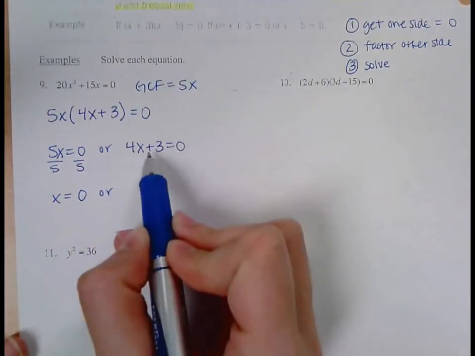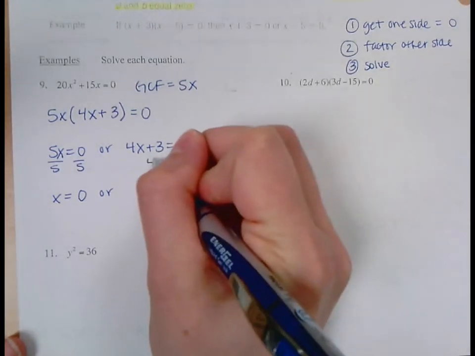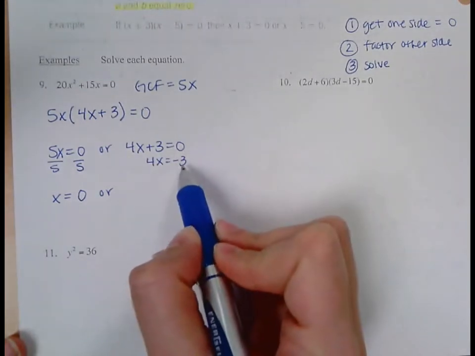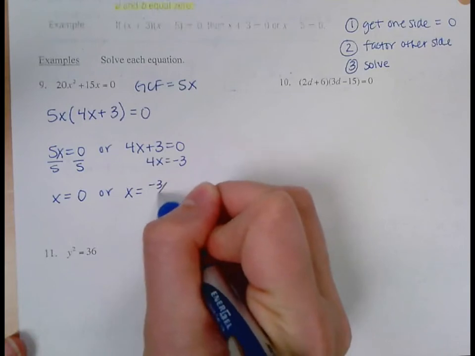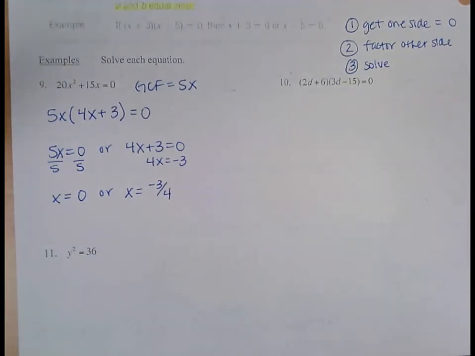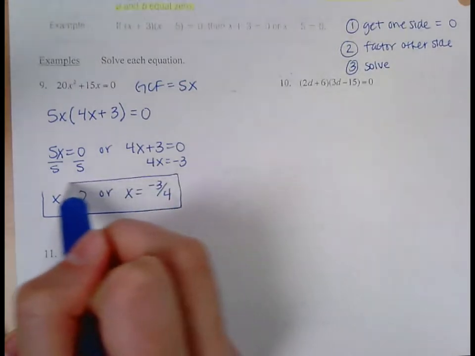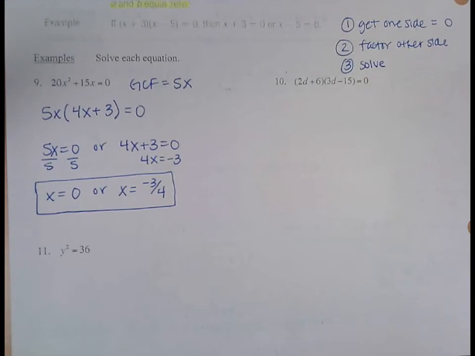For the other equation, I would have to subtract 3 from both sides first. So that would be 4x equals negative 3. And then I would have to divide each side by 4. So x would equal negative 3/4, or if you had negative 0.75, that's okay. But these would be your 2 solutions. Okay, are there questions on that?